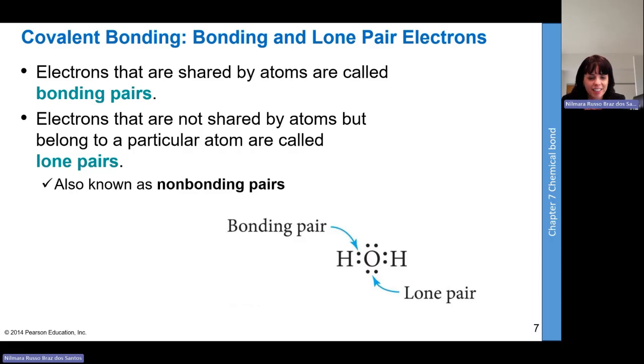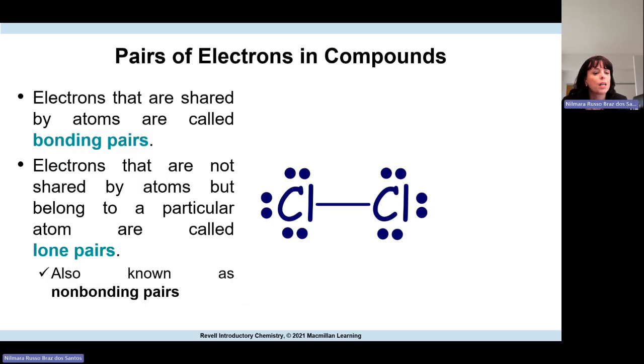They are shared. They are bonding pairs, like over here and over here. And the ones that are alone, they are not bonding. They are called lone pairs, also known as non-bonding pairs. Okay?